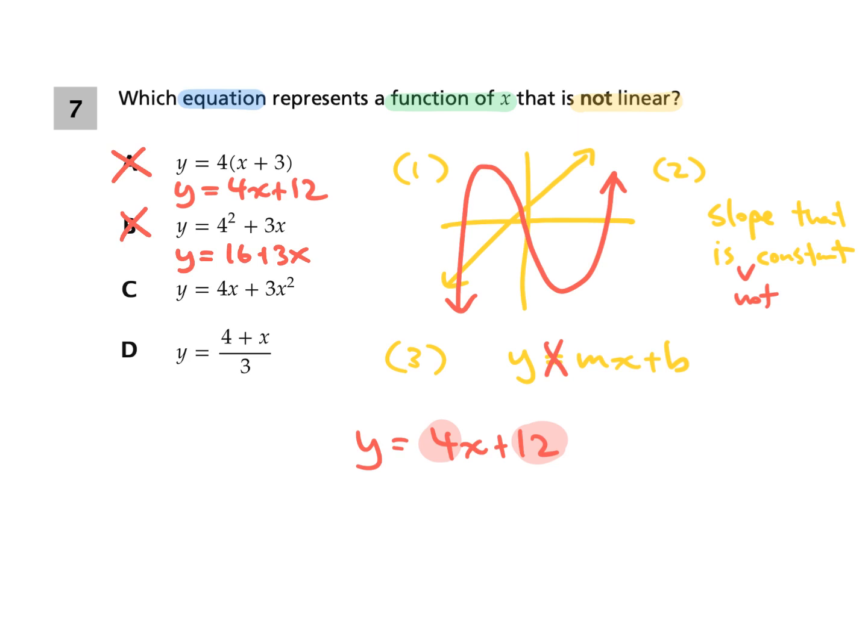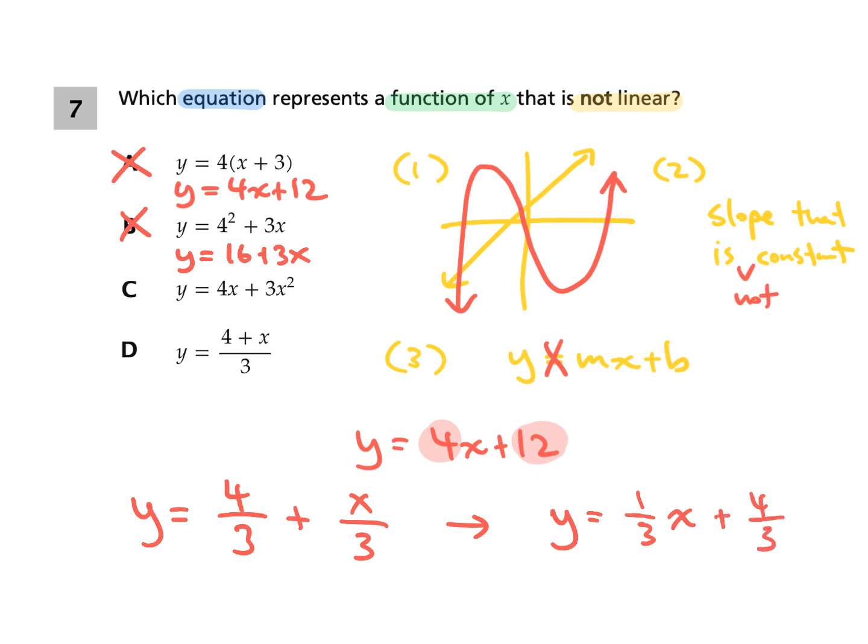C and D. Most students are going to pick D. Why? They see a division problem and think, that must be it. This is the only one that's division, so it has to be it. But it kind of tricked you. So we're going to look at D first. D is y equals, and I'm going to do the division here: 4 over 3 plus x over 3. I'm just going to change the way it looks: 1/3 x plus 4/3. You might be saying, oh my gosh, that's linear. It fits the form y equals mx plus b. Exactly, they were banking on tricking you with that. So D is linear as well.